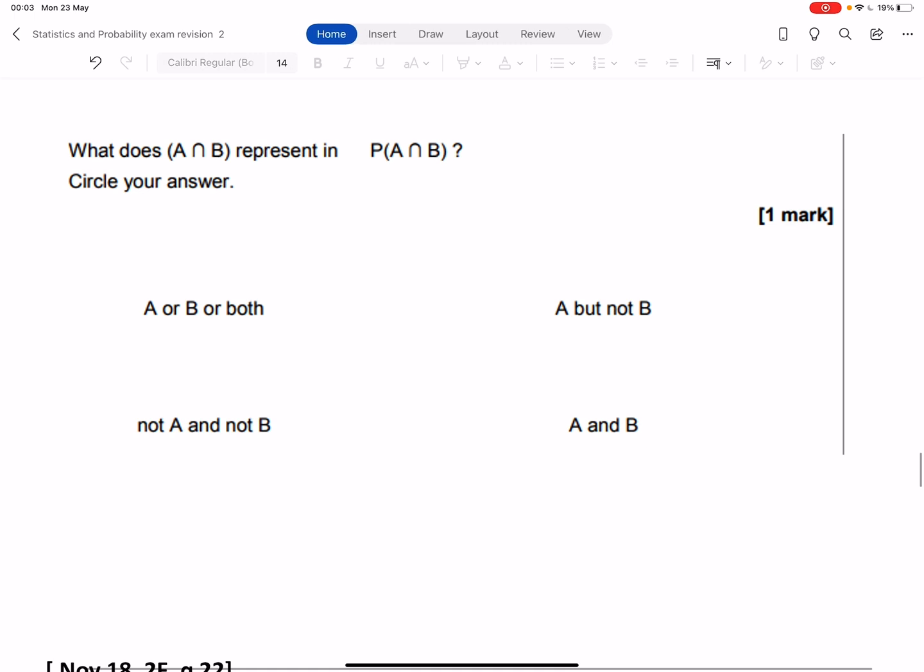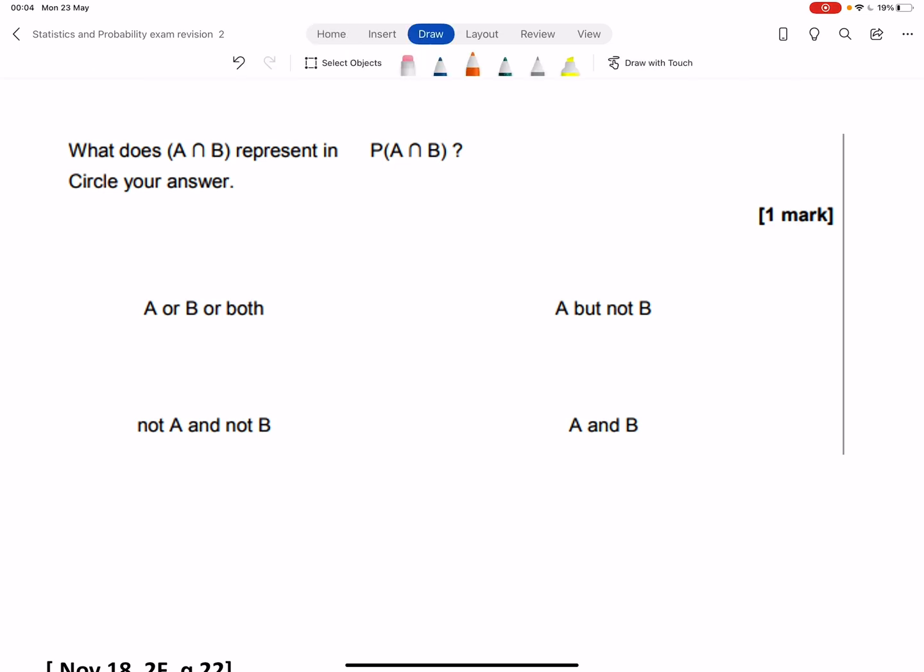The next question is on Venn diagrams. What does that intersection sign represent in P, A intersection B? So P stands for probability. This sign means intersection. Visually it looks like this bit when two circles intersect each other. So that's going to be A and B.